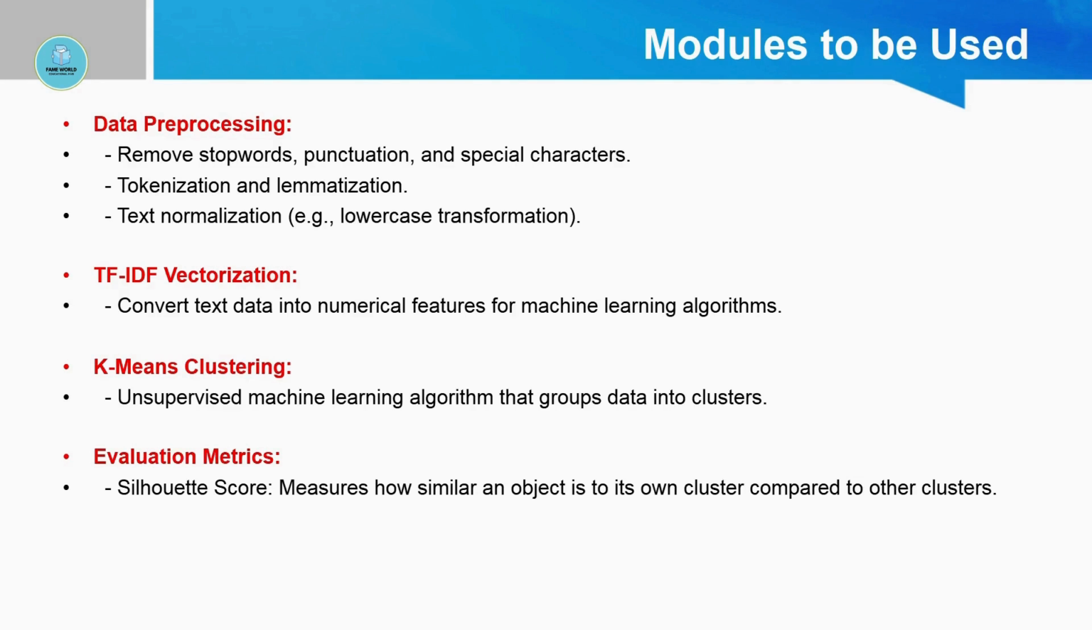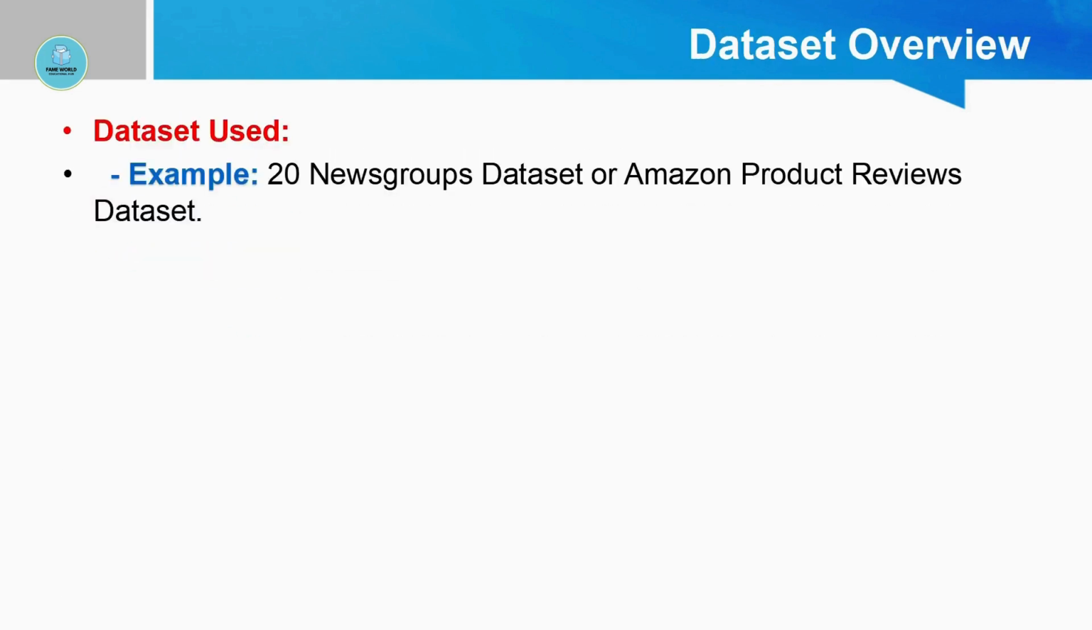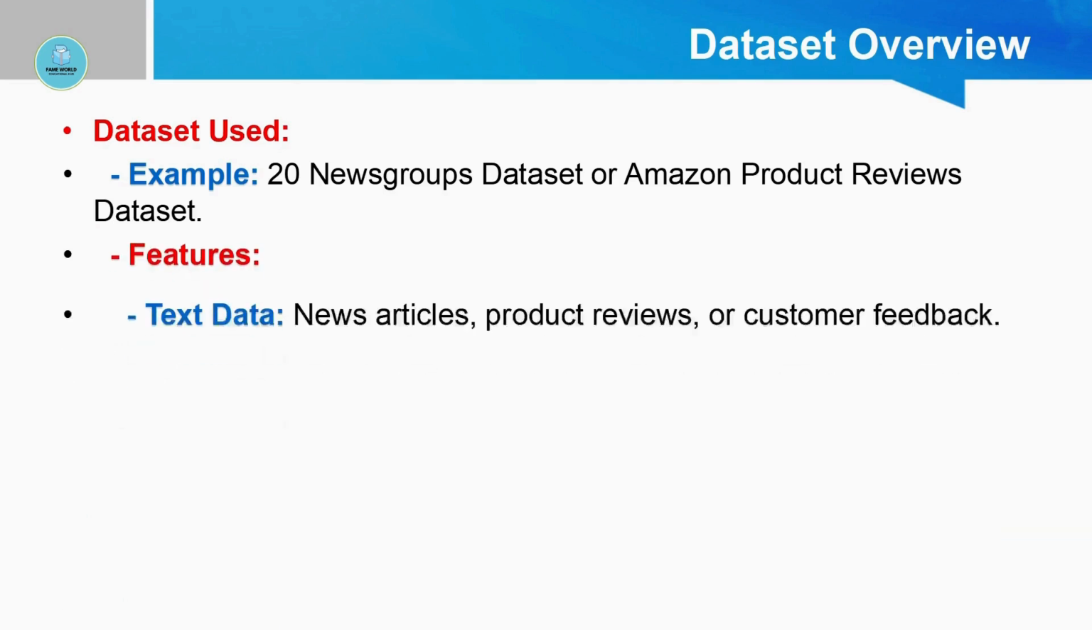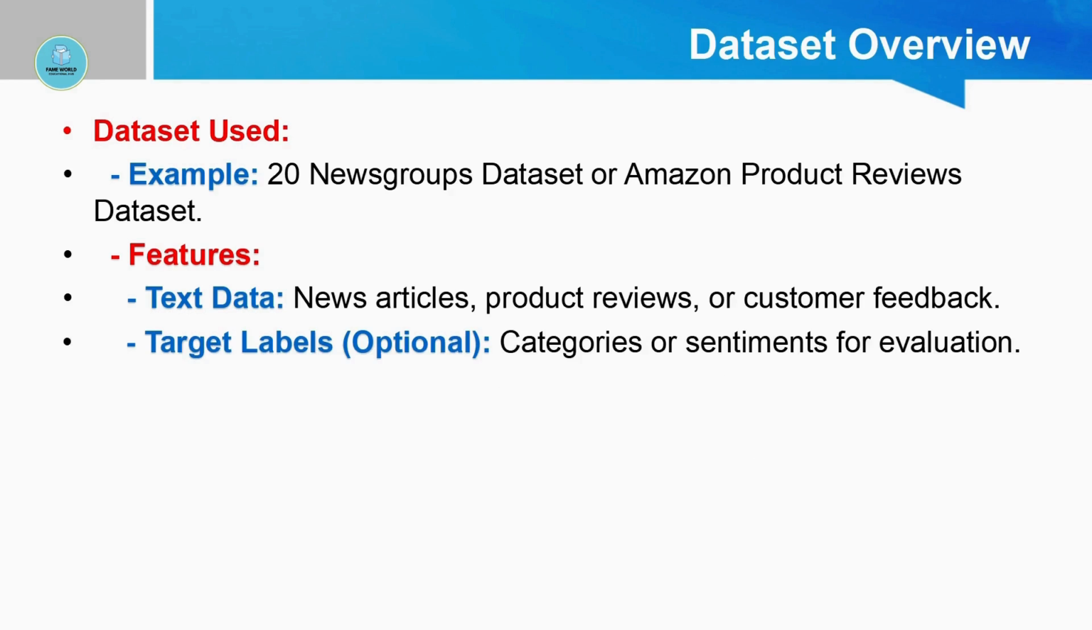For document clustering, we use a sample dataset such as the 20 newsgroups dataset or the Amazon product review dataset. These datasets contain textual data such as news articles or product reviews with features like text data, which includes the content of the document such as news articles, reviews or feedback, and target labels, that is optional, categories or sentiments that can be used for evaluating the clustering results.